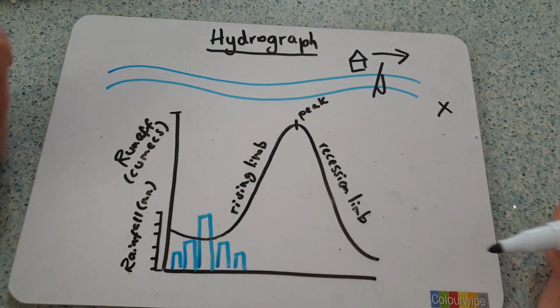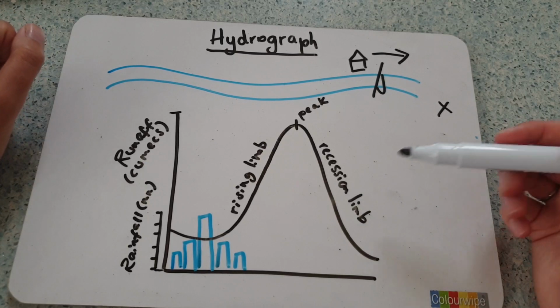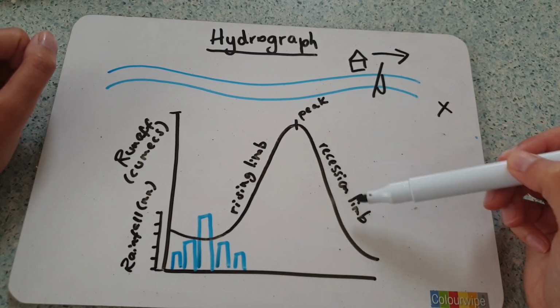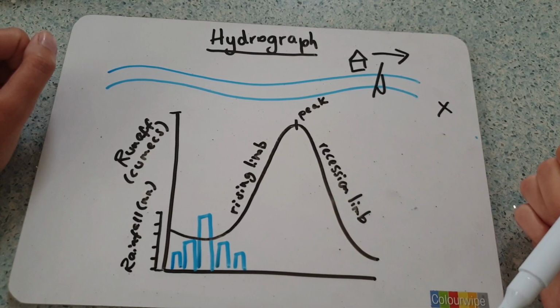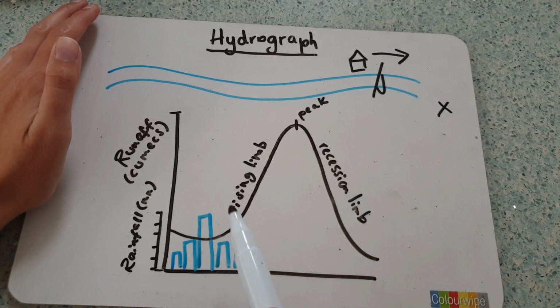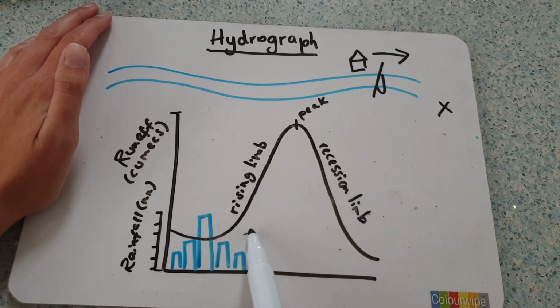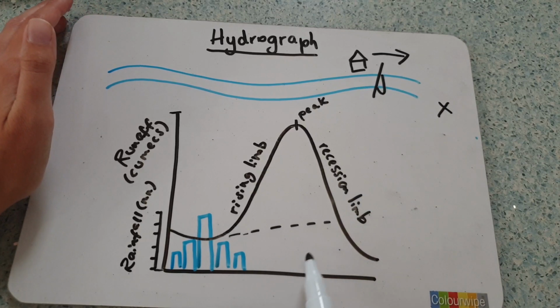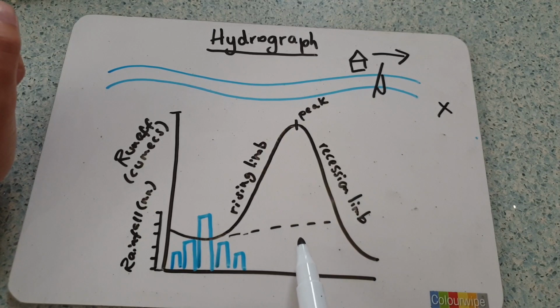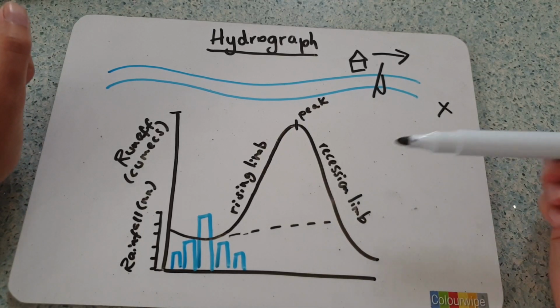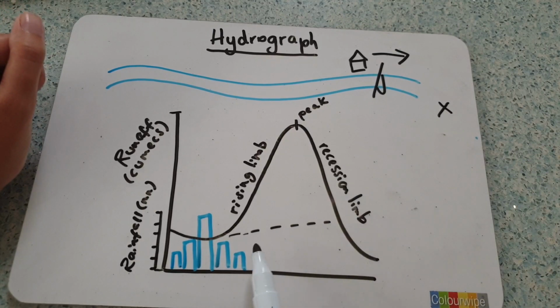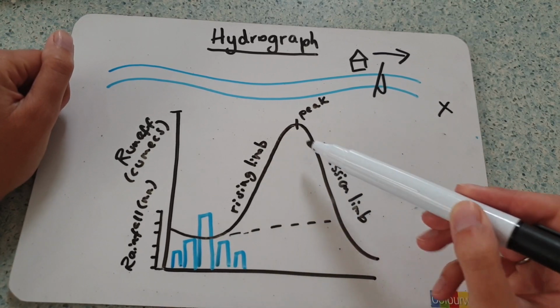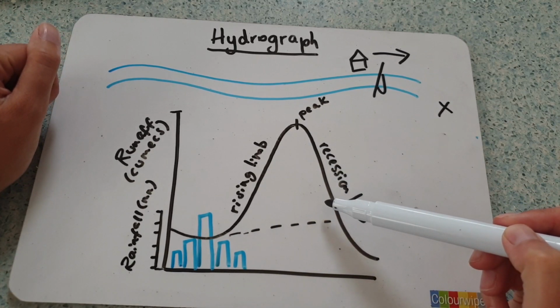Again, once you've used these a few times, you'll get used to it. Or sometimes they call it the falling limb, but the correct one is the recession limb. You'll also see some other things on there. So you might see a dotted line, a bit like that, and they'll call this bit down here base flow or groundwater flow. What they're doing there is dividing the water that will flow through the ground and the water that will actually flow over the ground in the river.